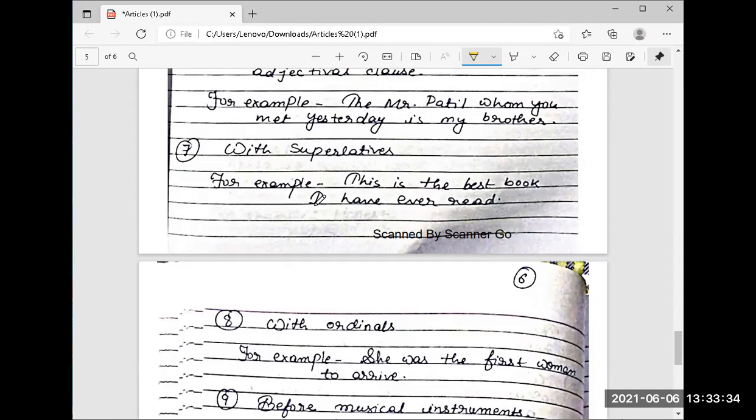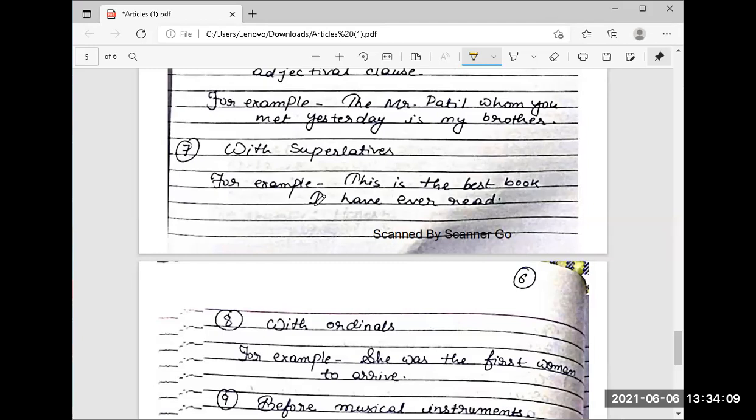So in grammatical terms, if I ask what is a superlative adjective, then what will you say? To show the highest quality. Like brave, best. Brave, first form क्या होता है? Bravest, superlative.